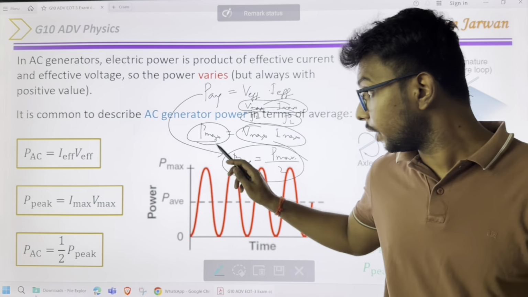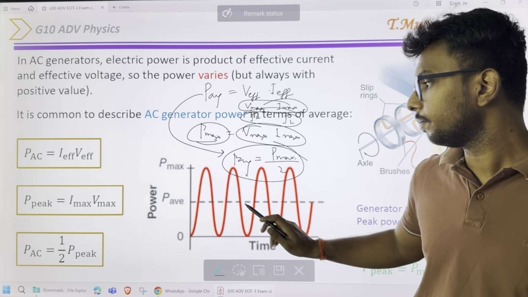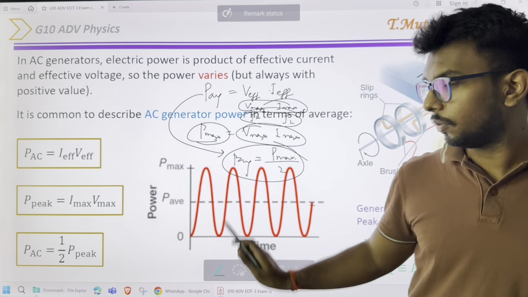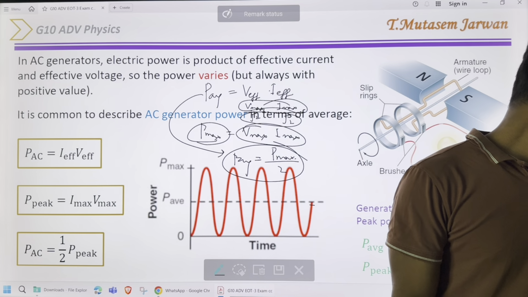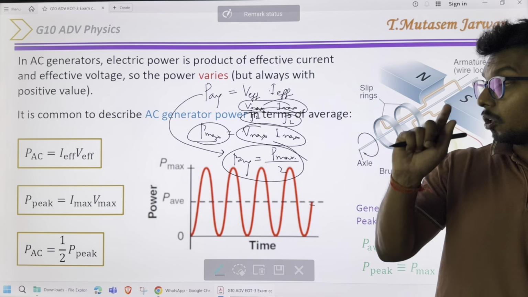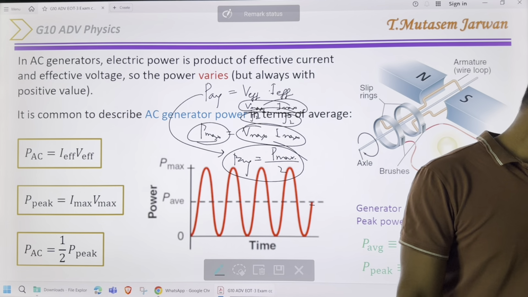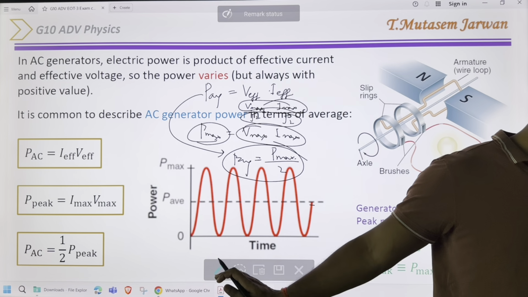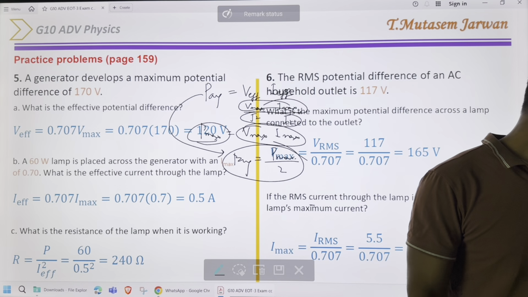Graphically, you can see that as well, that this is the maximum power and this is the average power in between. And power will always be positive, remember, it won't be negative. So that is why you can say that the curve is above.